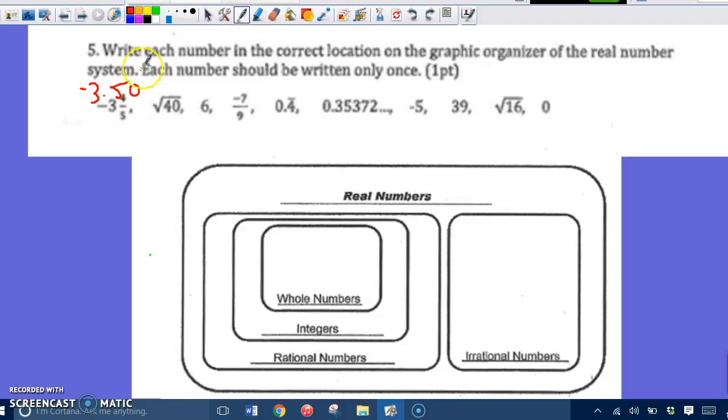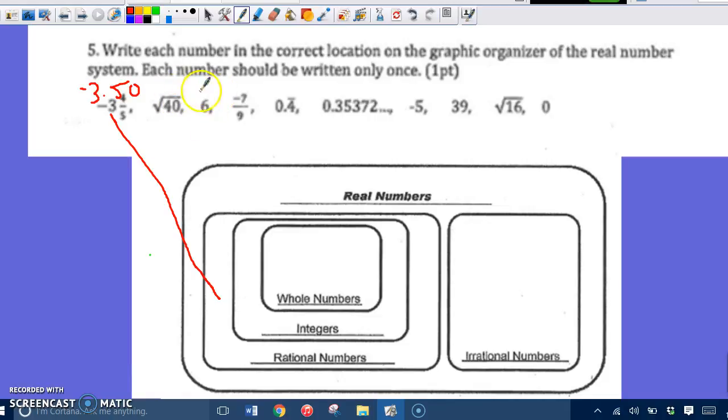All right, it terminated, didn't it? So, it's a fraction or a decimal, isn't it? So which one is it? It's going to go into rational numbers. Rational numbers are fractions or decimals that make sense.